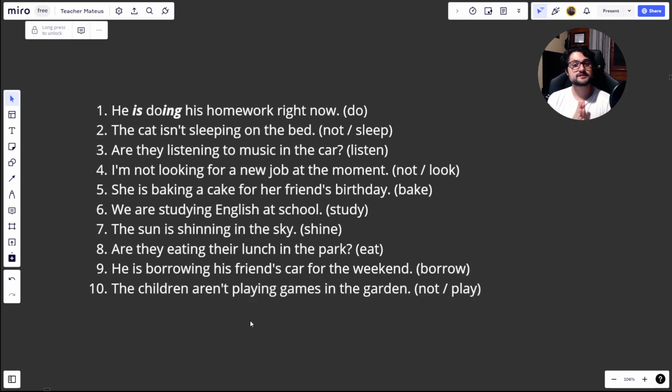Okay, guys, so this is our lesson about present continuous. We discussed when we use it, we discussed how to use it, and then we practiced this structure with some exercises.